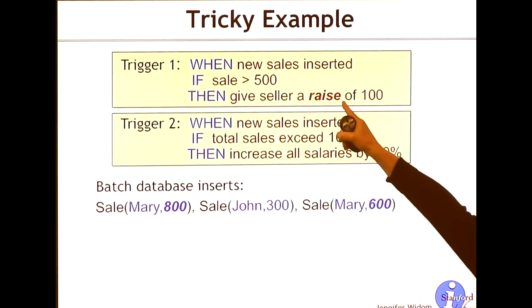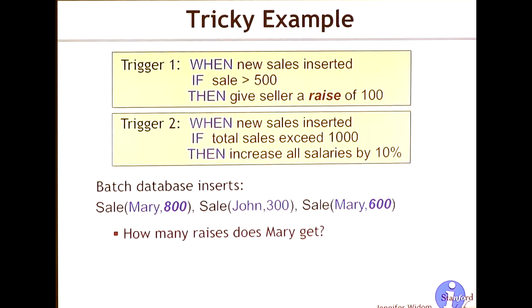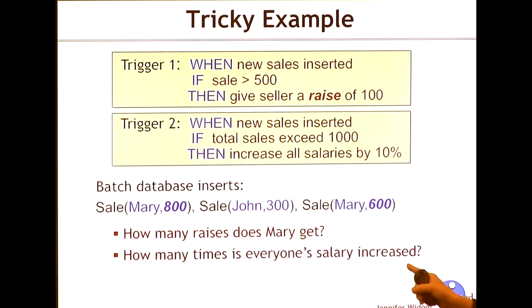Now let's look at a tricky example. I've made one change up here, which is the seller gets a raise, not a bonus. And I've also changed these sales so that there was 800, 300, 600. This brings up a whole bunch of things, like how many raises does Mary get? Does she get a raise every time she sells more than 500 only, or because she sold more than 500 in this batch? How many times is everyone's salary increased?